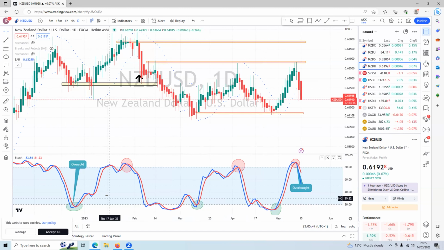Now here we go. Look at this chart. We have NZD/USD on the 1-day chart. I chose the 1-day chart because you can see it much smoother. So you have your blue line crossing down below your red line here, and you have your blue line crossing above your red line here.